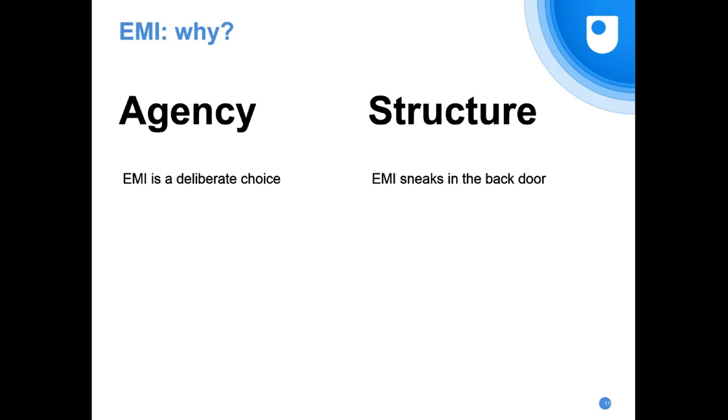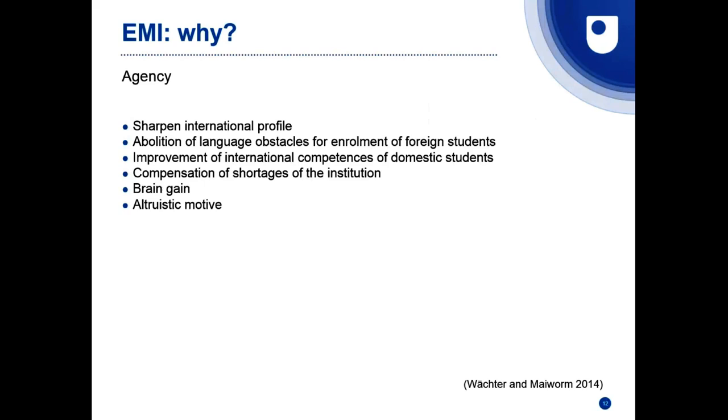So let's have a look at some examples of these different types of reasons. As for the cases in which English is introduced as a consequence of a deliberate choice, Wächter and Maiworm sent out a questionnaire to those decision makers at institutions who decide to introduce EMI. The reasons they gave for doing it were that it sharpens the institution's international profile, it abolishes the language obstacles, and allows the enrollment of foreign students. They also wanted to improve the international competences of domestic students, and they wanted to compensate for the financial shortages of the institution. So often it's the case that international students pay higher tuition fees, and they wanted to introduce EMI to attract those students.